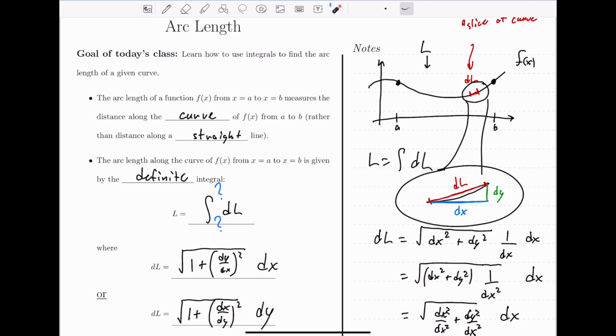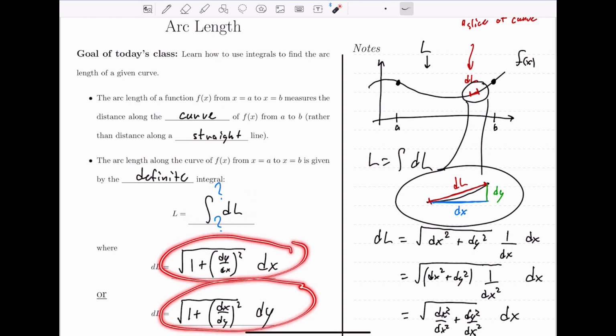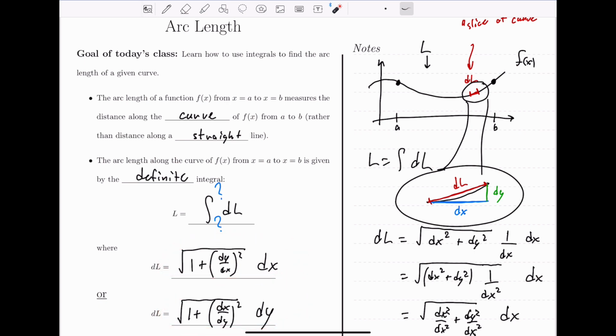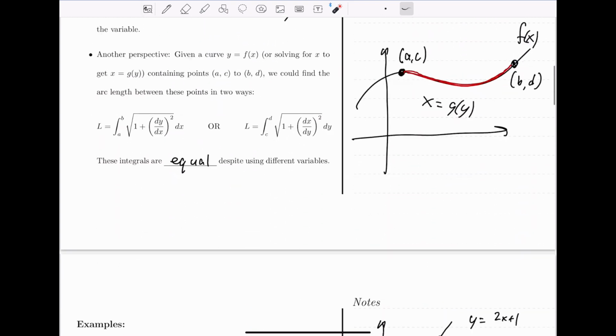In the last video, we developed a formula for how to find the arc length along the curve of some function. We have that the arc length equals the integral of dl, and dl can be either of these two expressions, depending on whether we want to integrate with respect to x or with respect to y. Let's try some more examples of applying this formula.